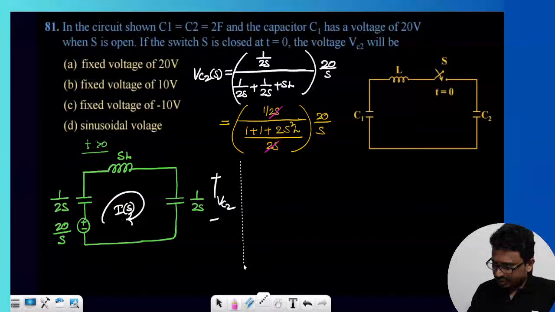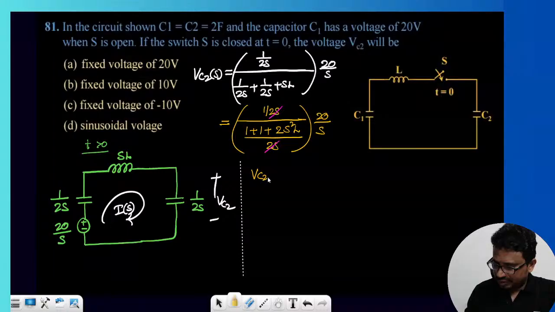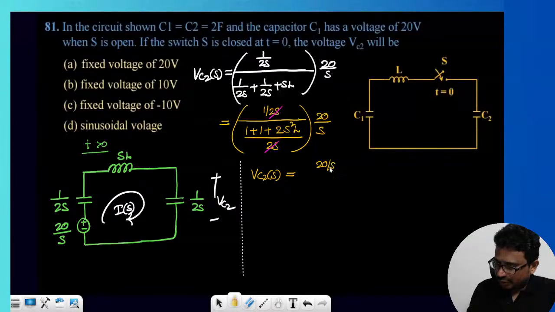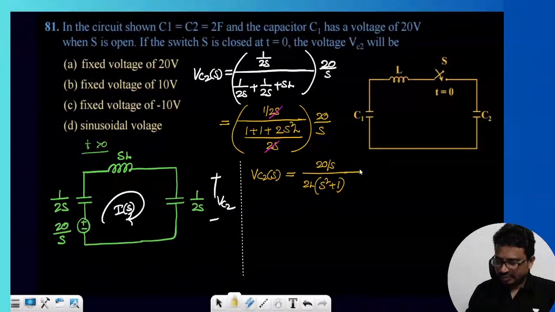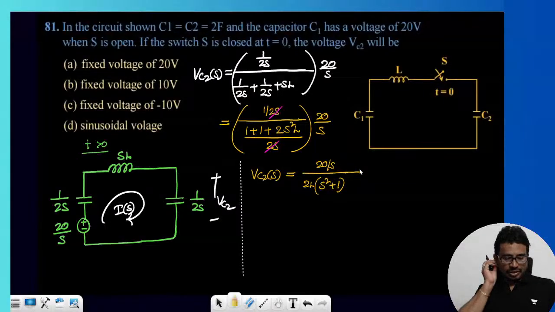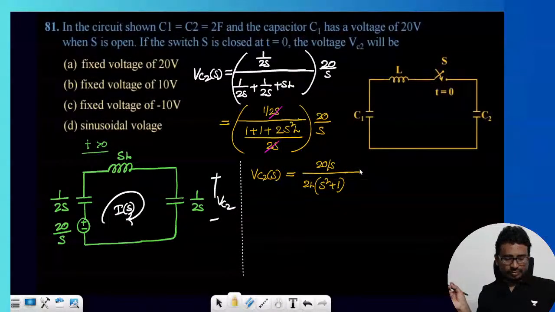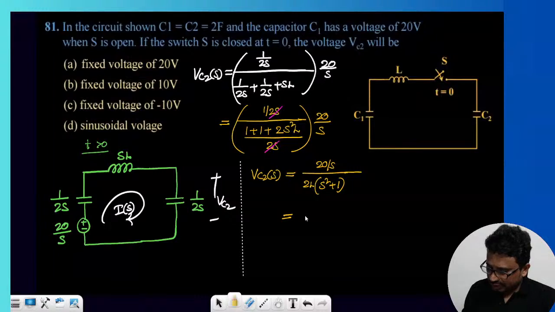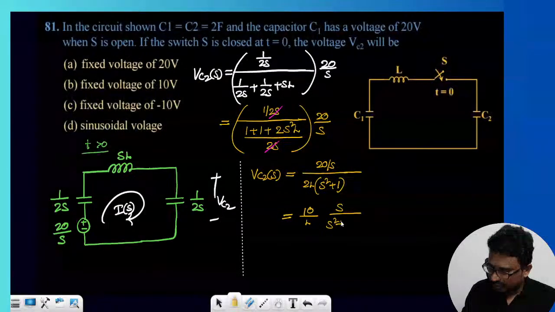Then VC2 of s will come to be 20 by s divided by 2s squared L plus 2, and if I take the 2L common, then it is s squared plus 1, right? So this value will come to be 10 by L into s by s squared plus 1.